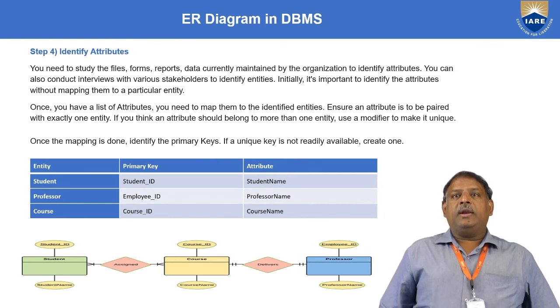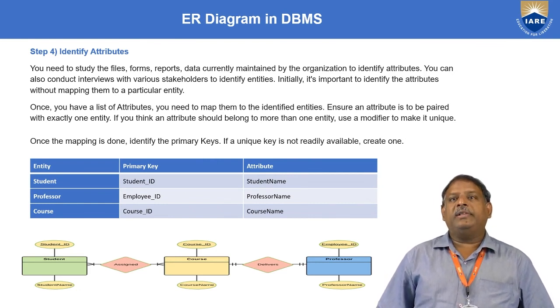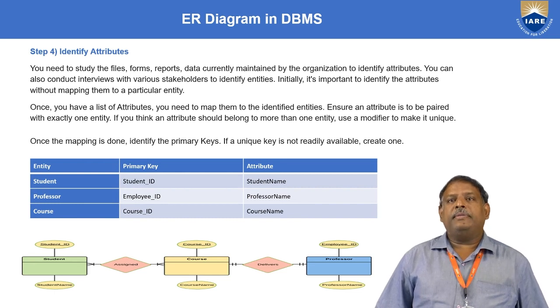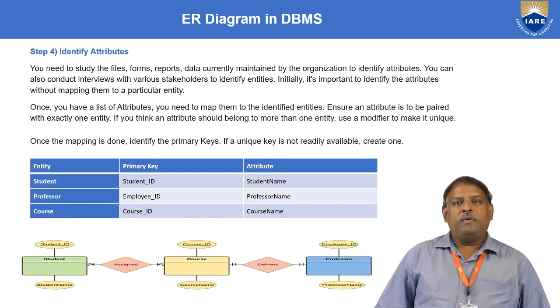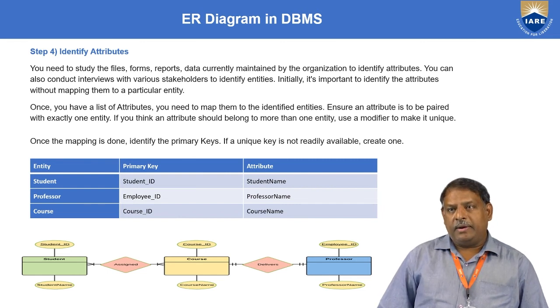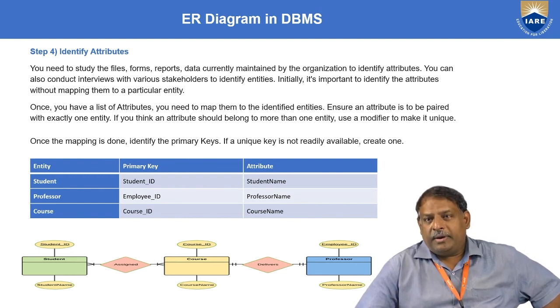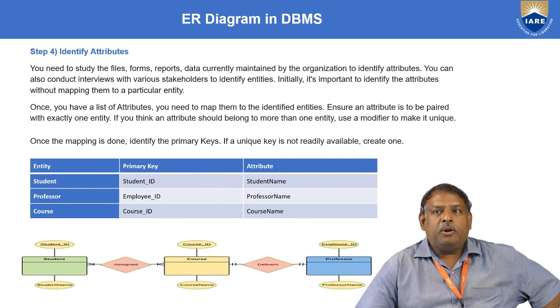Next, we have to identify the attributes. You need to study the files, forms, reports, and data maintained by the organization to identify the attributes. You can also conduct interviews with various stakeholders. Initially, it is important to identify the attributes without mapping them to a particular entity. Once you have the list of attributes, you need to map them to an identified entity to ensure that an attribute is paired with exactly one entity. If you think an attribute should belong to more than one entity, you use a modifier to make it unique.